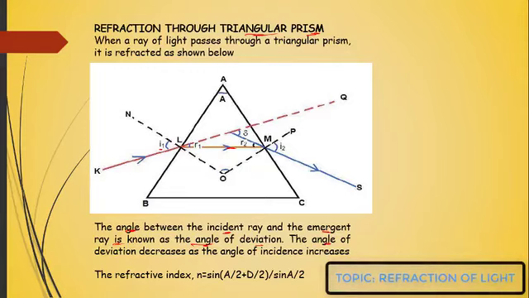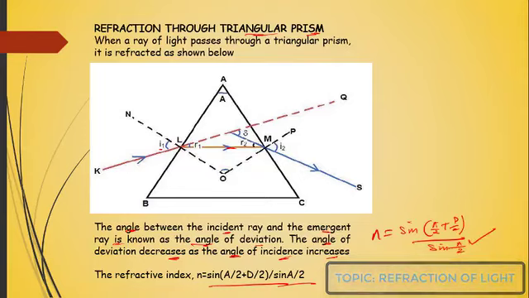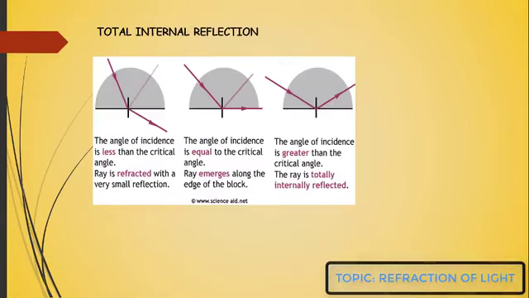The angle of deviation decreases as the angle of incidence increases. And this is the equation we use to find the refractive index, which is written as n equals sine of (A over 2 plus D over 2) all over sine of A over 2. So this is the formula we use to find the refractive index.